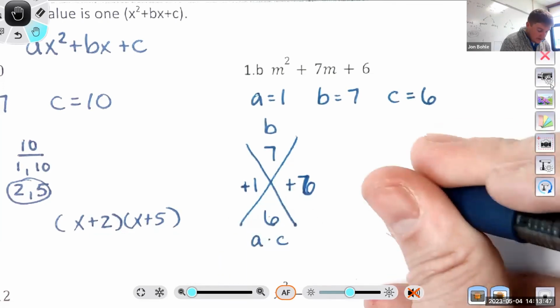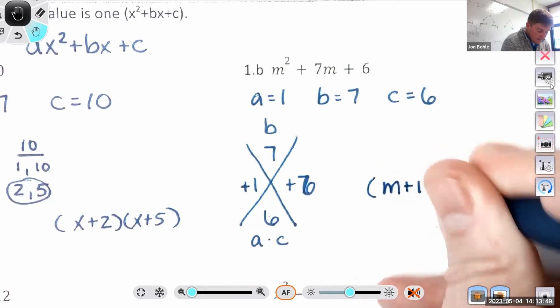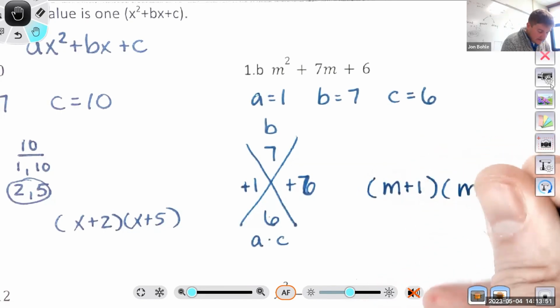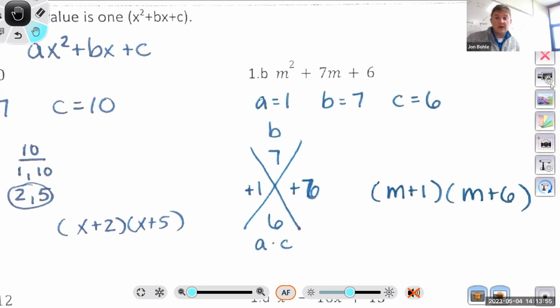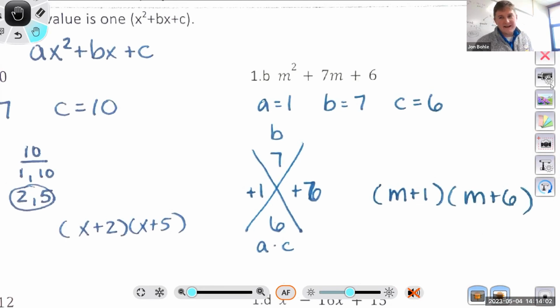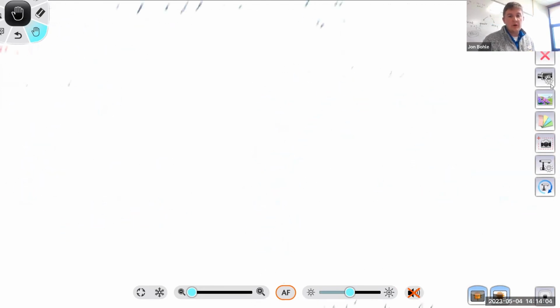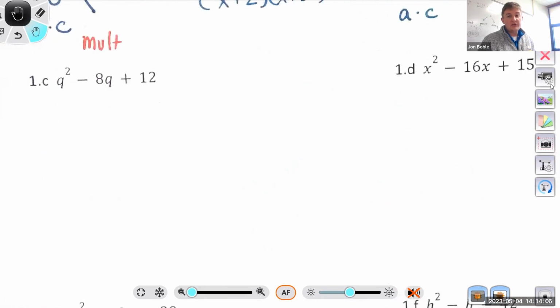So what does this factor into? This is going to factor into m plus 1 times m plus 6. And again, if I were to multiply this out, I would get the original expression of m squared plus 7m plus 6. Okay, now really, honestly, this isn't too difficult of work, although it can get a little bit tricky when you throw negatives in.